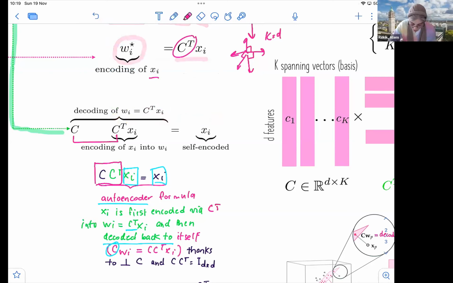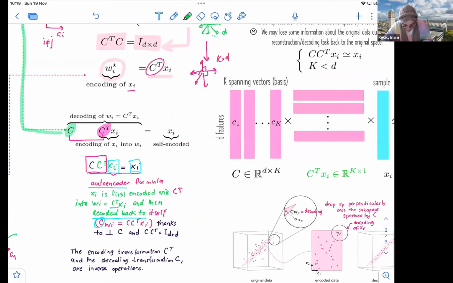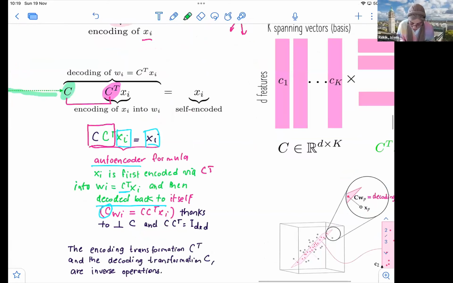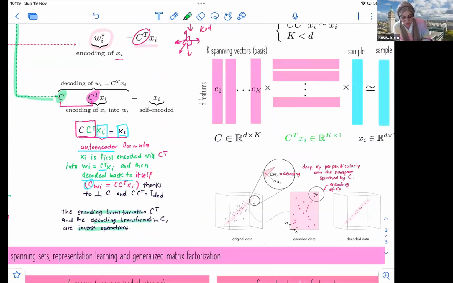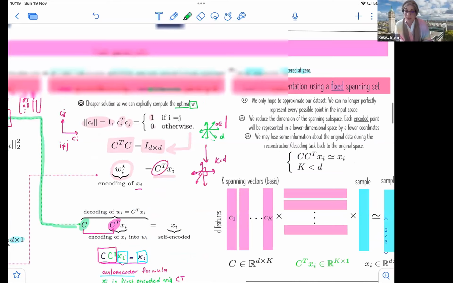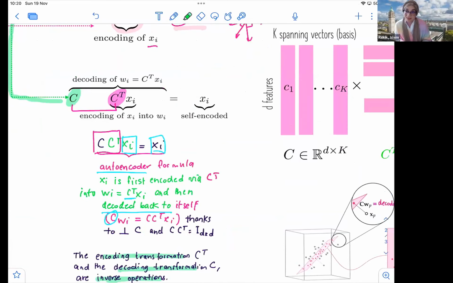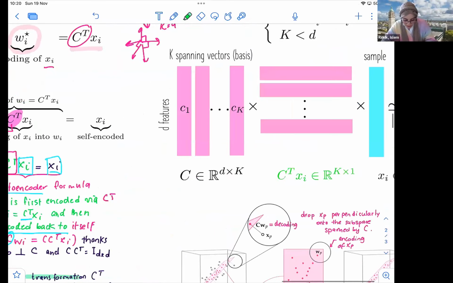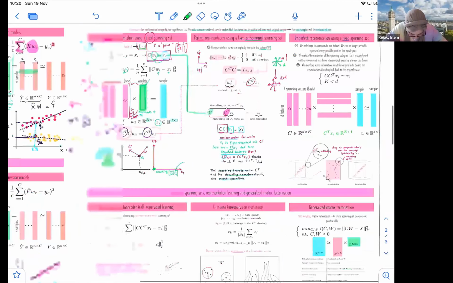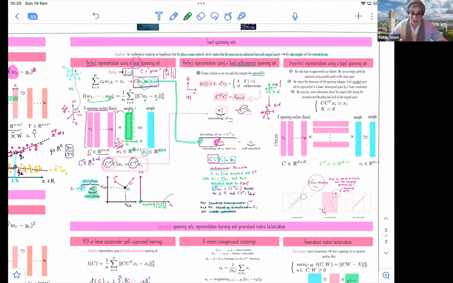So C transpose is actually the encoding function, and this is the decoding function, in a generic way. The encoding transformation and the decoding transformation are inverse operations in this case because we have orthogonality. If we didn't have orthogonality, they would not be inverses. All right, cool. Now we have seen different examples. So perfect representation, we're still using a fixed set, which means our target space is defined.